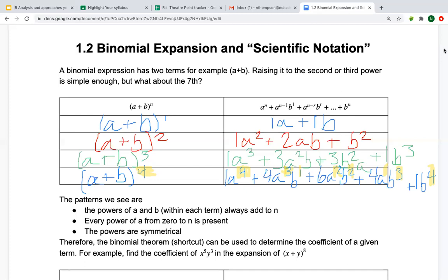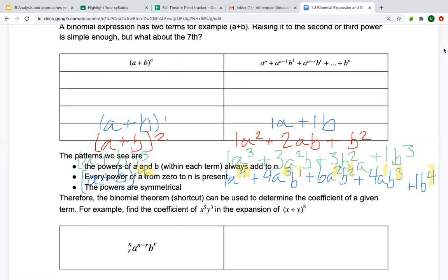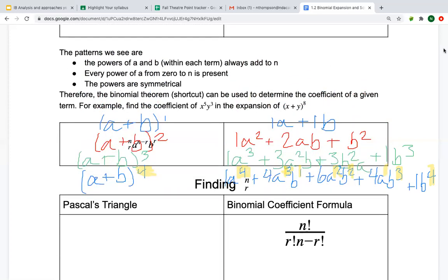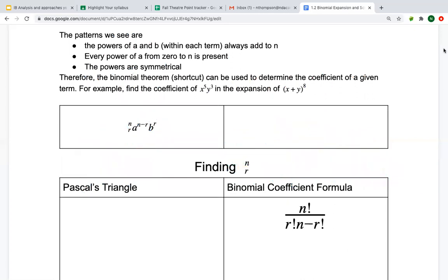Therefore, we can use the binomial shortcut. This is why I was able to do it so quickly without writing anything down. I have a couple of different ways to do it, and we'll get to that in a second, but it can be used to determine the coefficient of just any term. This is what you'll probably see most frequently on the IB exam. So they only want you to find the coefficient of x to the fifth, y to the third in this one.